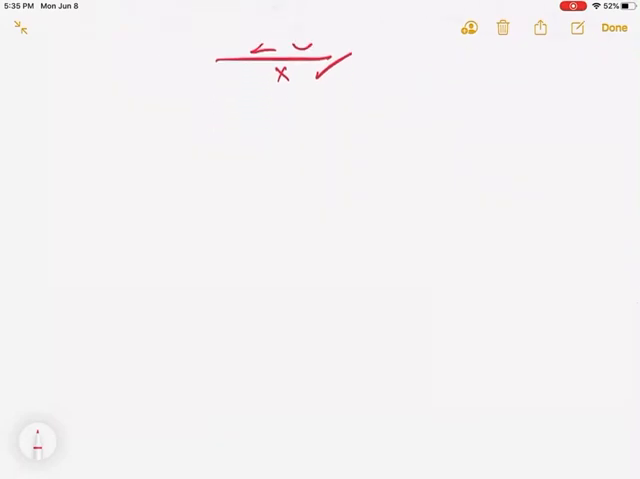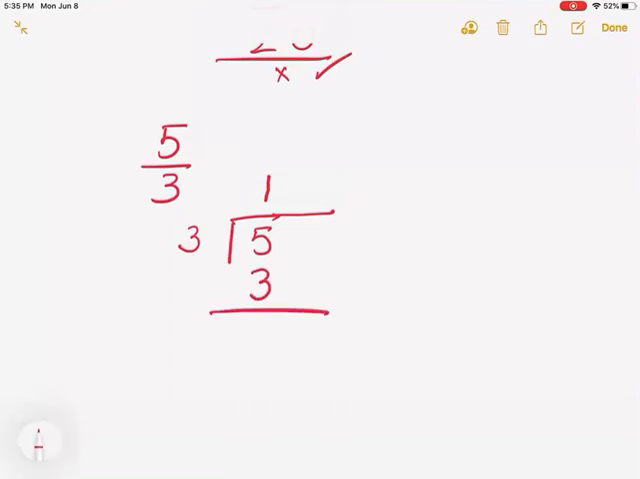So next example is I have 5 divided by 3. What's the numerator? It's 5. What's the denominator? It's 3. So the numerator goes inside, the denominator goes outside. Now, how many times does 3 go into 5? It's 1. So I would put 1. It would be 3. Subtract. Minus, 2. How many times does 3 go into 2? None.